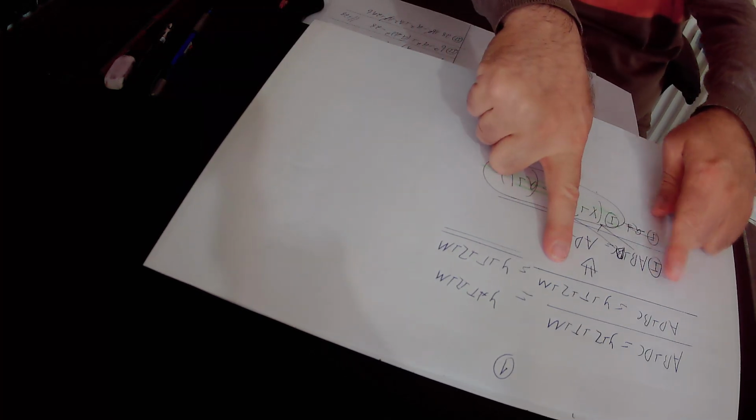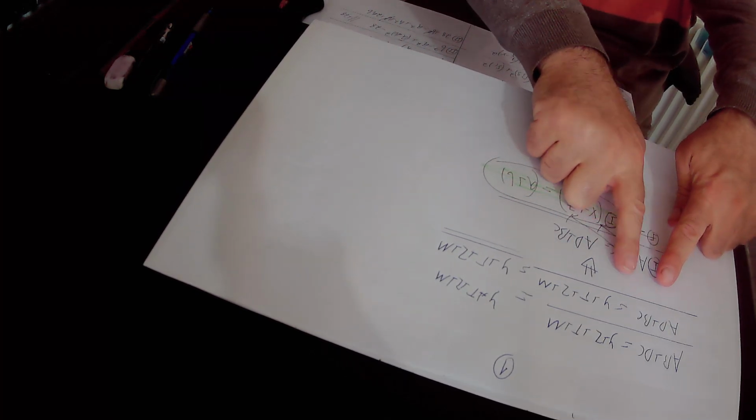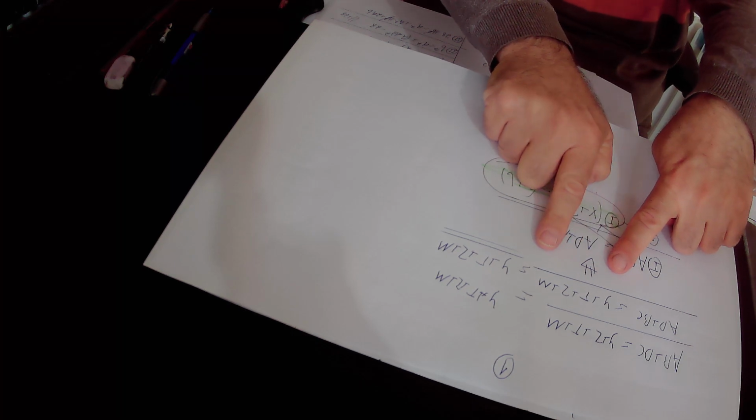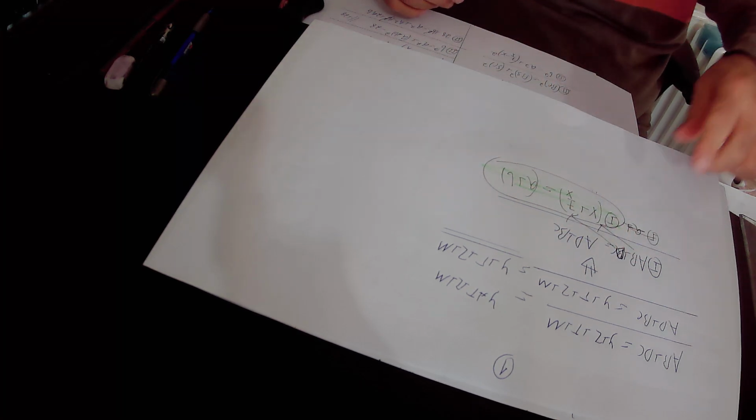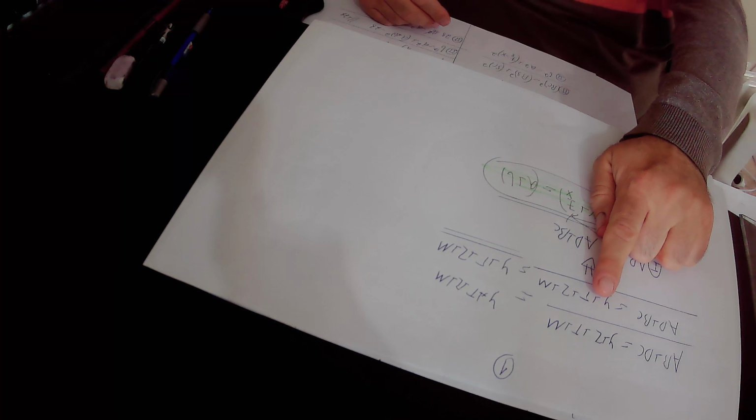BC is Z plus M. So in total, AD plus BC equals Y plus T plus Z plus M. So here we change the order of the letters.